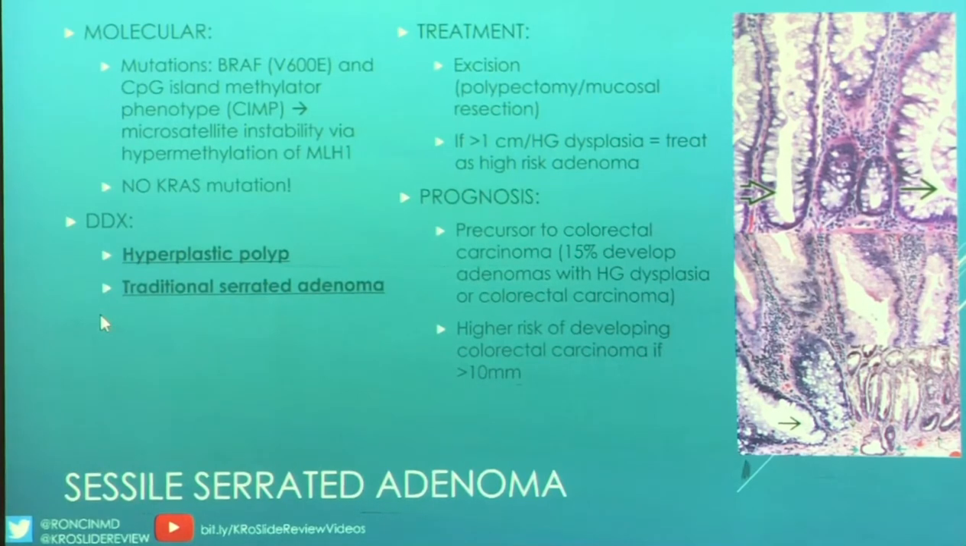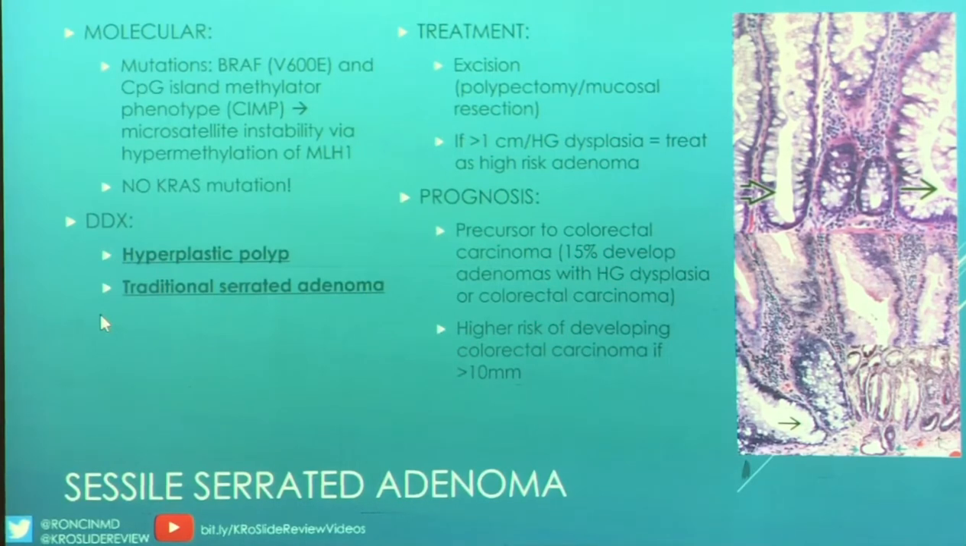Again, excision, which is normally completed at C-scope, is the treatment of choice. If they are very large, which in this instance would be greater than 1 centimeter, or have high-grade dysplasia, you would want to treat them as a high-risk adenoma, like a TA with high-grade dysplasia or TVA.